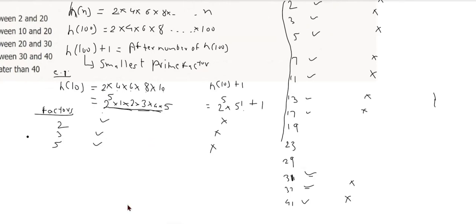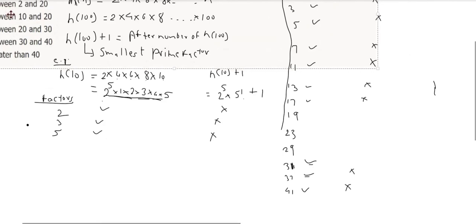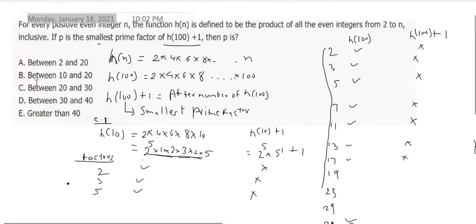Now, if you look at the options here, guys, you will see the options are like this. Option A, is it between 2 to 20? It's not, because they are factors of h of 100, right? Similarly, not 10 to 20. The factor of h of 100 plus 1 can't be 20 to 30. It can't be between 30 to 40, right?